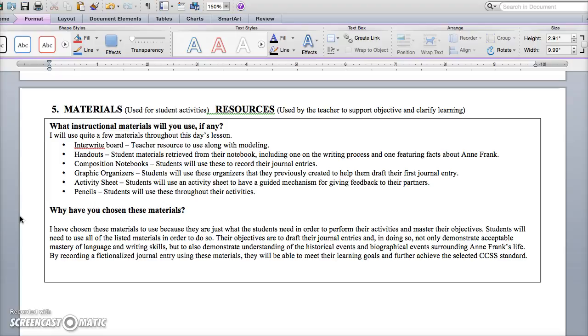I have chosen these materials to use because they are just what the students need in order to perform their activities and master their objectives. Students will need to use all of the listed materials in order to do so. Their objectives are to draft their journal entries and, in doing so, not only demonstrate acceptable mastery of language and writing skills, but also to demonstrate understanding of the historical events and biographical events surrounding Anne Frank's life. By recording a fictionalized journal entry using these materials, they will be able to meet their learning goals and further achieve the selective Common Core state standard.